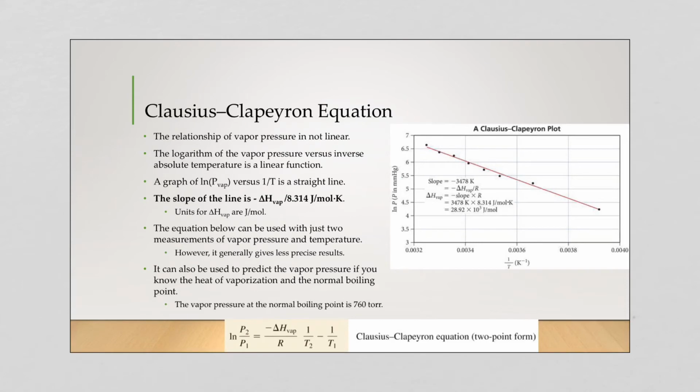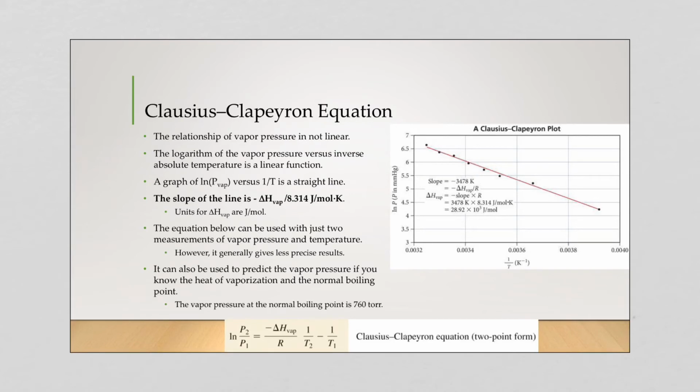Now, there is another way that we do this, or another sort of relationship that we look at. I'm not going to get into this in a lot of detail. I probably won't have you do calculations with this, but I did want to point it out anyway. And this is what's called the Clausius-Clapeyron equation. And this relates vapor pressure to the heat of vaporization.